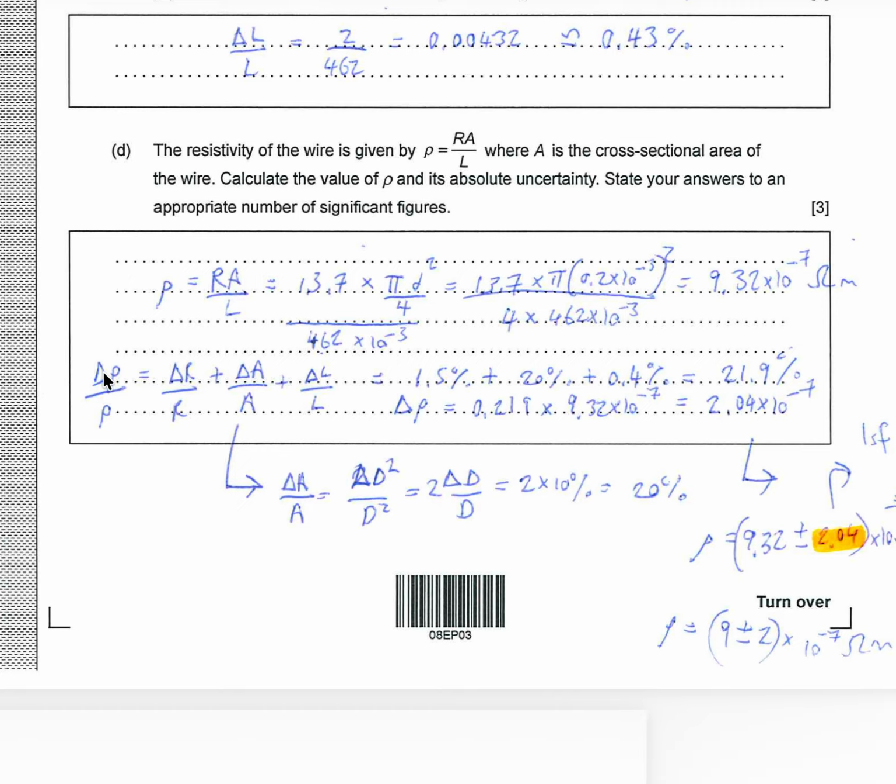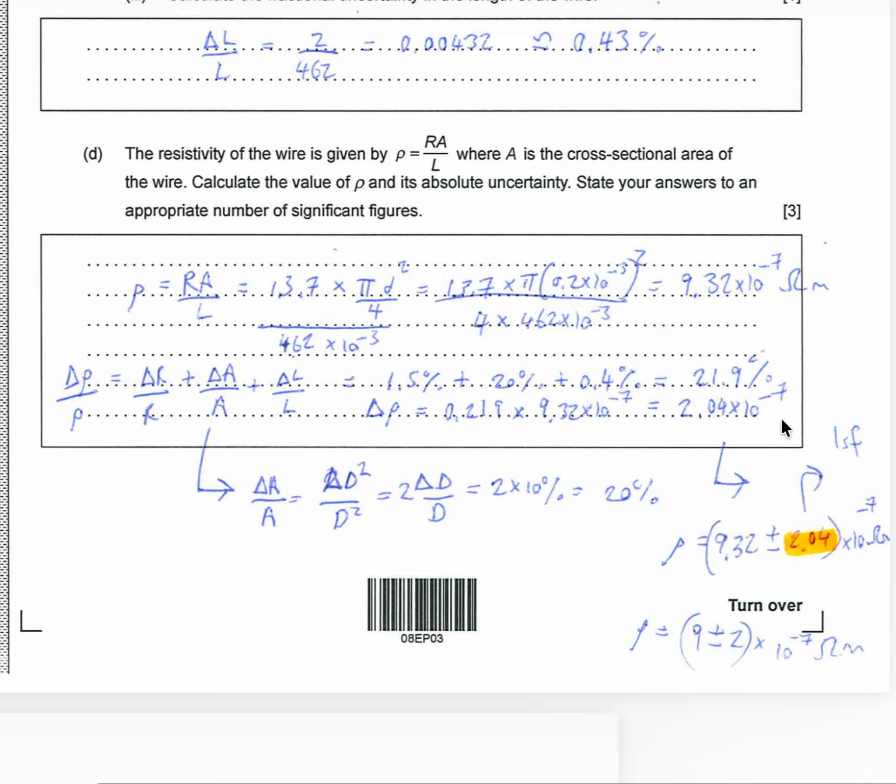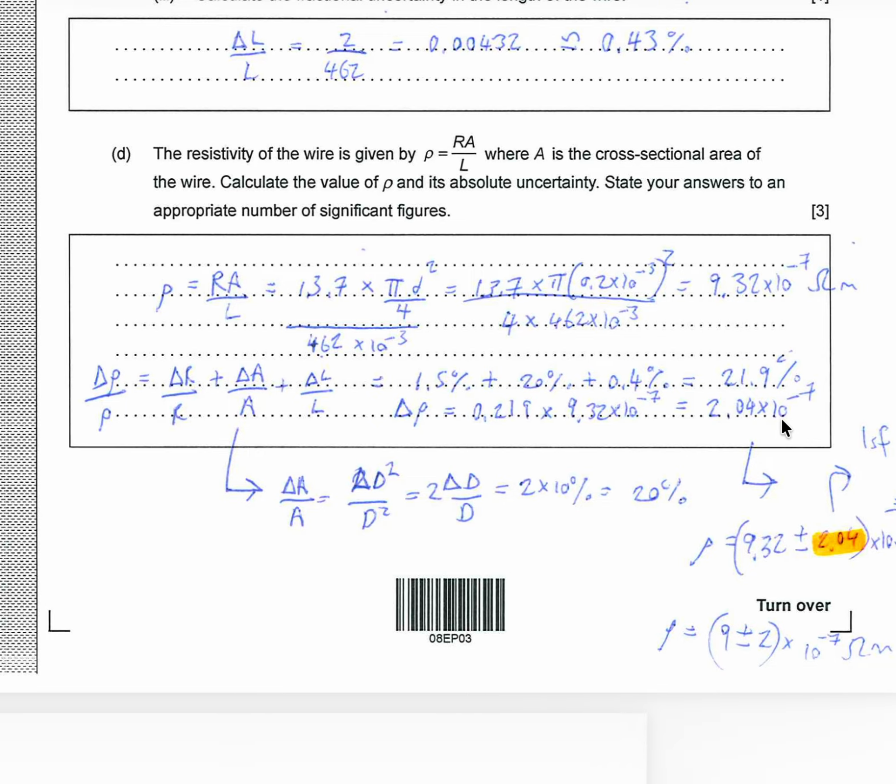And we're then going to calculate delta rho. We know the fractional uncertainty. We know the value of the resistivity itself. So we're just going to multiply that 0.219, that's 21.9%, by the actual value to get a number which is 2.04 times 10 to the minus 7. That is a lot of work for 1 mark, okay? I'm sure there's room here for errors carried forward, etc. So, for example, if you got this wrong, that would mean you calculate delta rho wrong. However, you wouldn't be penalised again for that.